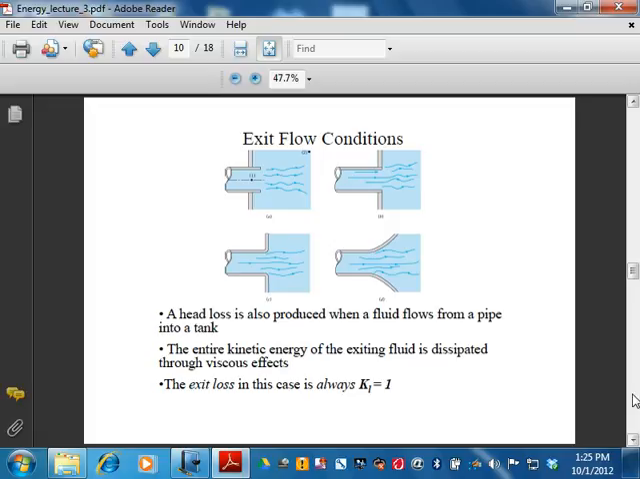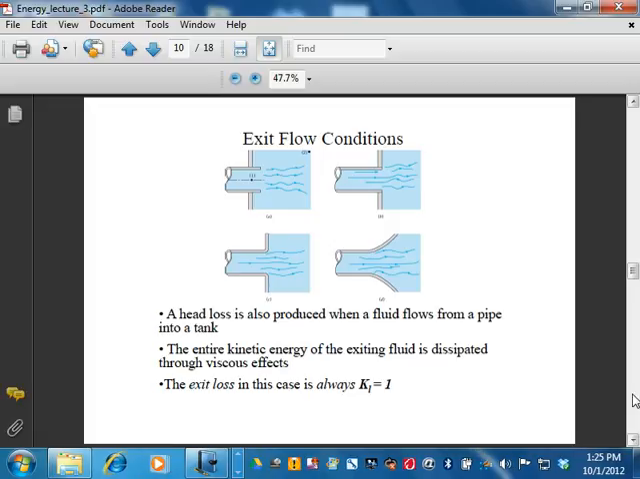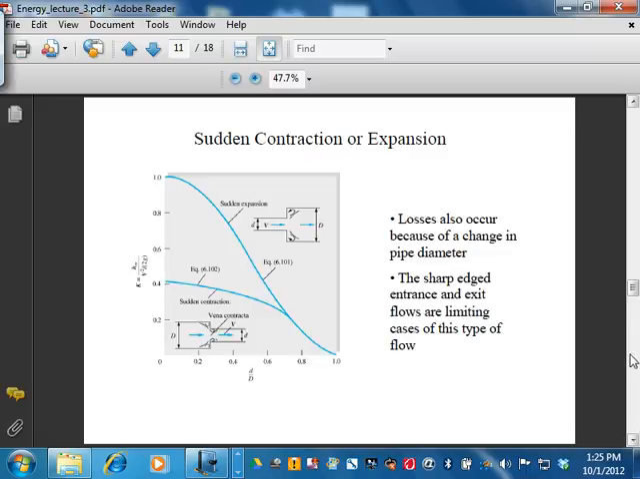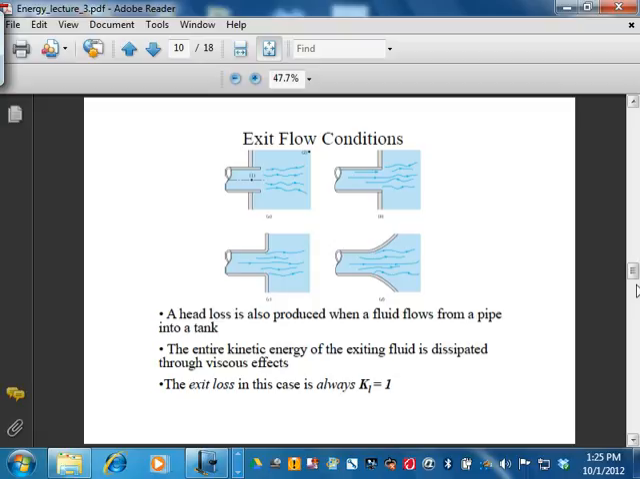I've not heard anyone do that. It has to be a very gradual angle to properly recover and convert the kinetic energy back to flow energy here. If you don't convert it, then it's just lost into the big tank. That kinetic energy is dissipated into the big tank. So K1. Any questions so far?